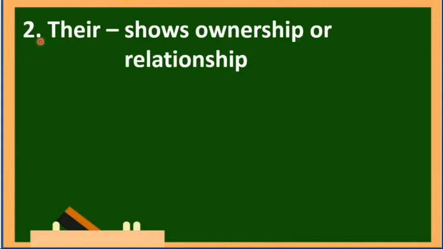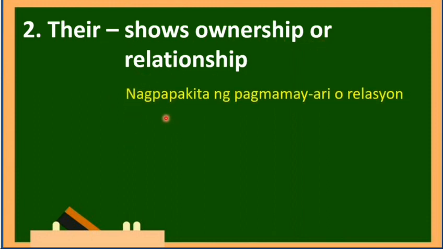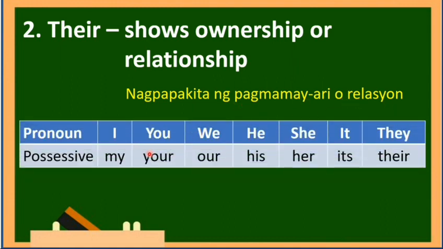Number 2, there shows ownership or relationship. Ito raw ay nagpapakita ng pagmamay-ari o relasyon. And here is the table that shows the difference between pronoun and possessive. I, for pronoun, ang possessive nito ay my. You, possessive is your. We, possessive is our. He, his, she, her. It, its, and they is there. Now, itong there sa Tagalog ay kanilang.